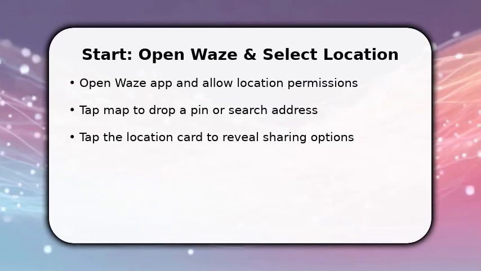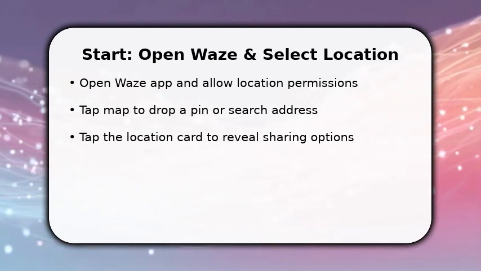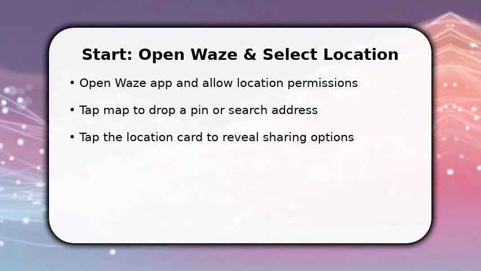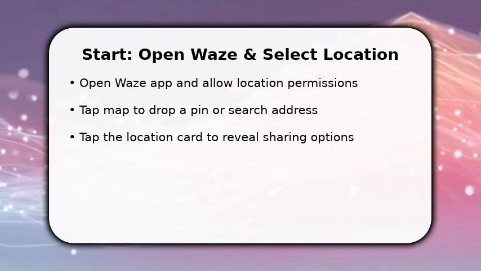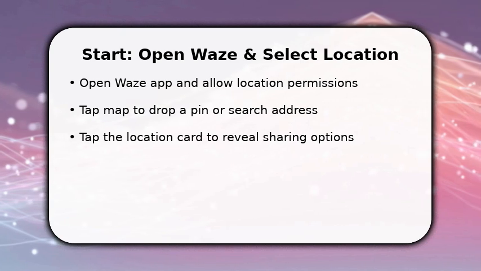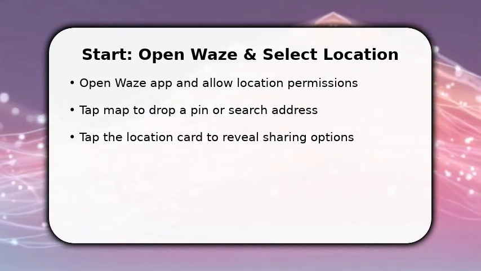You'll begin inside Waze with location permissions enabled. This ensures accuracy. Tap the map where you want to share, or type an address into search to pinpoint it. Once the pin appears, tap the small location card at the bottom. This reveals actions you can take. You do this because Waze bundles route data with the pin, so recipients get turn-by-turn context.